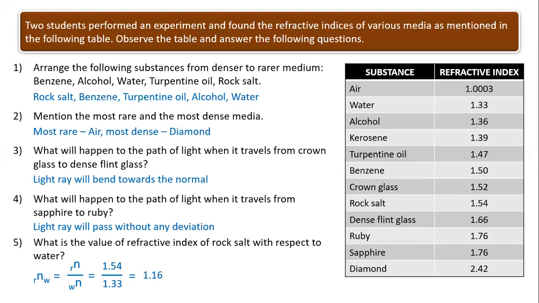So all these 5 questions are dependent on only and only one fact. More the refractive index, denser is the medium. Less the refractive index, rarer is the medium. Isn't it very, very easy, students?